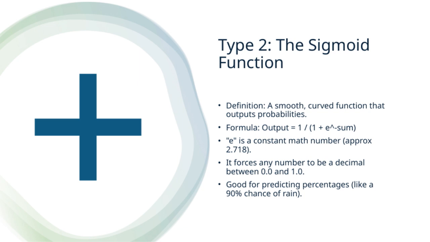The formula for the sigmoid is output equals 1 divided by 1 plus e raised to the negative sum. Now, e is that special mathematical constant, approximately 2.718, which is fundamental in exponential functions. When you plug a number into this formula, it compresses the output into that 0 to 1 range, regardless of how large or small your input is.